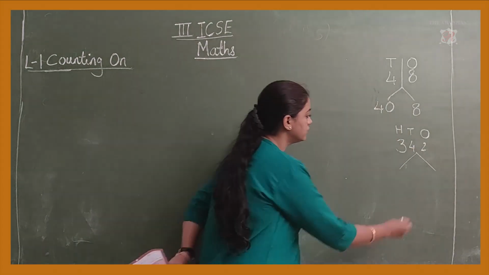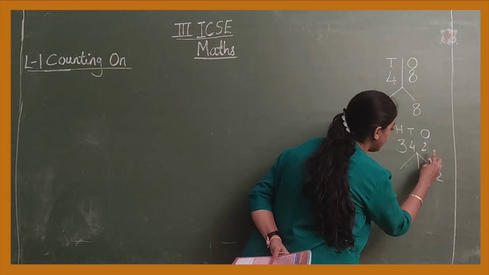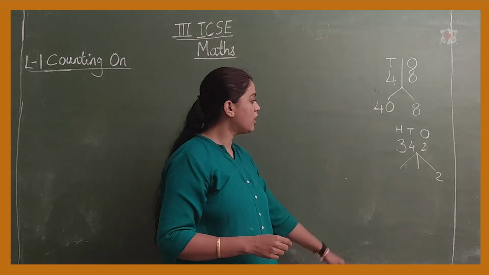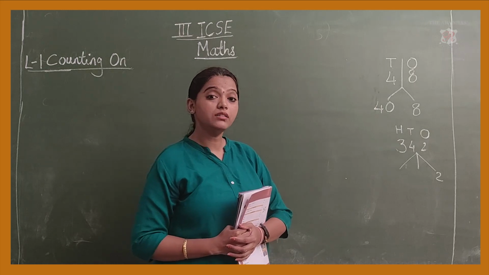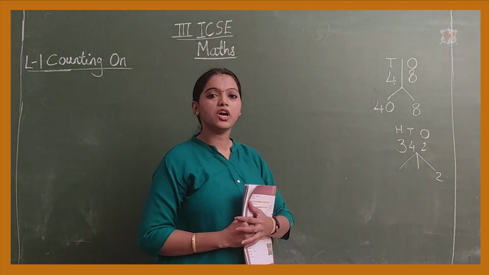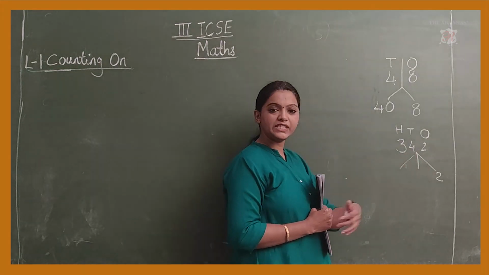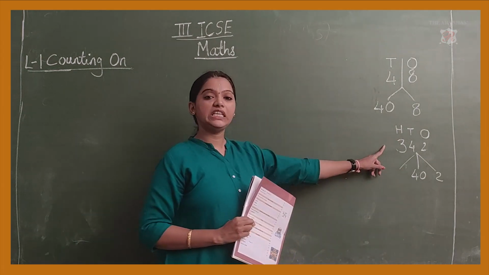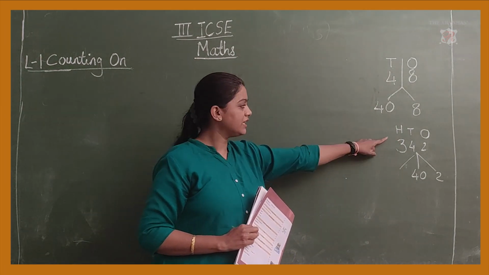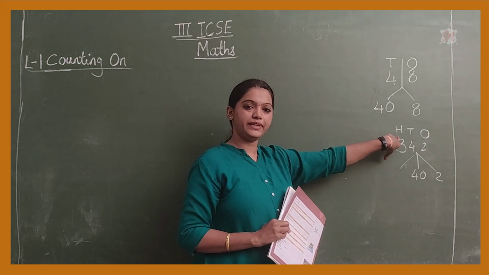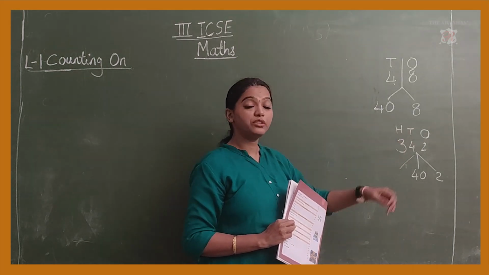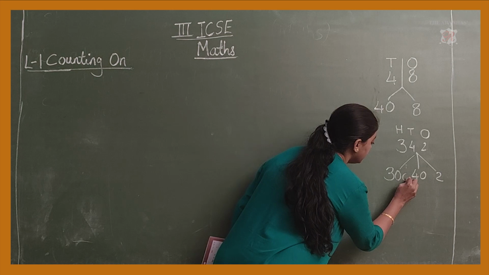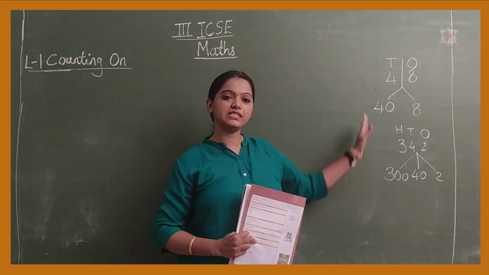Where is your 2? 2 is under ones place, so your 2 will remain the same because ones place always has a single digit. Now where is your 4? 4 is under your tens place. So what will this 4 change into? 4 will change into 40. Now where is your 3? Under which place? It is under H, which stands for hundreds. So 3 is in your hundreds place, so it becomes 300.